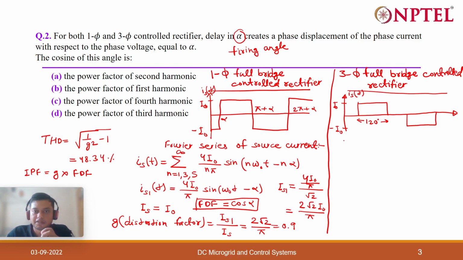And if you write for the three phase full bridge controlled rectifier, you can write is(t) as the summation for n equal to 6k plus minus 1 up to infinity of I naught divided by n pi, sin of n pi divided by 3, sin of n omega t minus n alpha. So again, this is not the fundamental, this is the Fourier series of the whole source current.